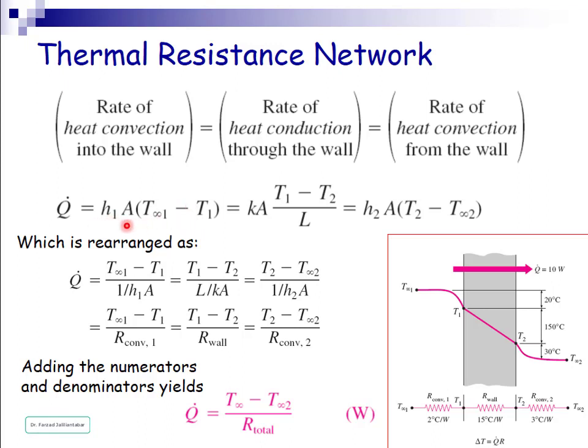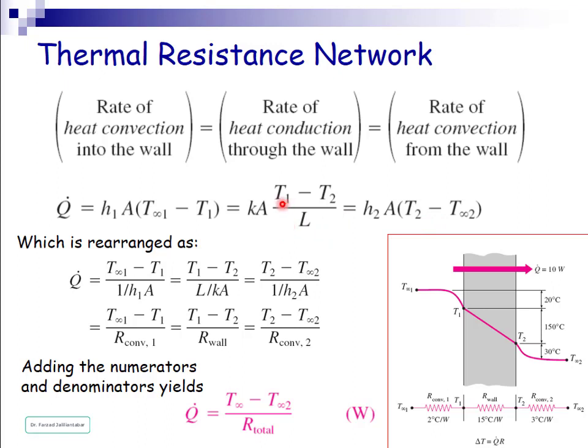The convection at the left side of the wall is h1 times A times (T infinity 1 minus T1). These equations correspond to the different types of heat transfer into the wall, through the wall, and from the wall. Heat transfer into the wall is convection heat transfer, and we can use Newton's law for convection heat transfer. And also for the right side of the wall, which is from the wall, we can write this equation. And heat conduction through the wall is according to Fourier's law of heat transfer.